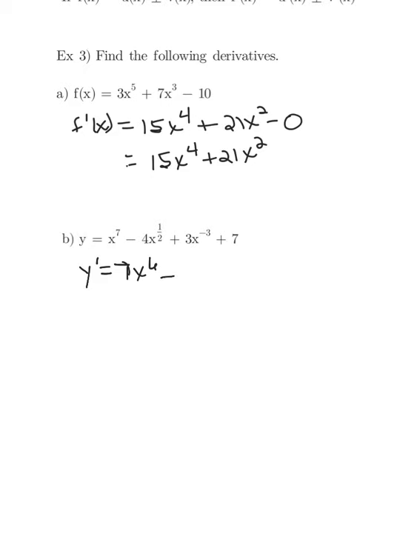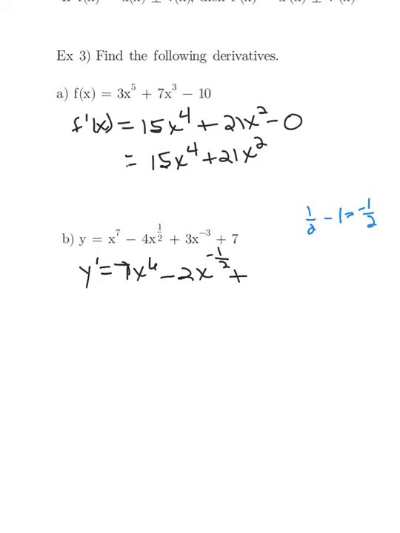Minus. On the second term, we're going to take 1/2 times 4, which is 2, x to the, now think about what we're doing here. We're doing 1/2 minus 1, which is negative 1/2. So the exponent on term 2 will be negative 1/2.